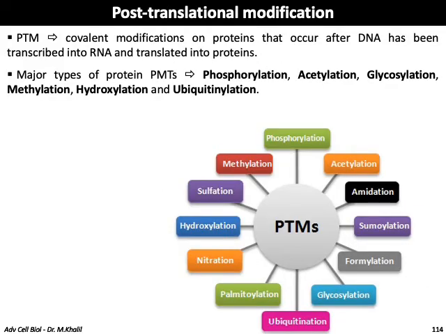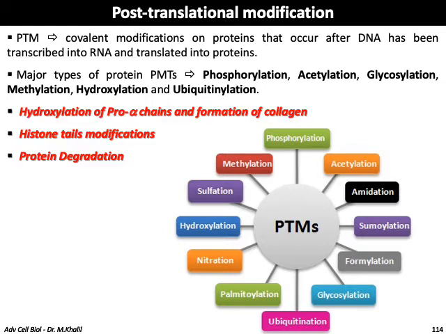So we'll talk now about the post-translational modification. Actually, PTM is a covalent modification on proteins that occurs after DNA has been transcribed into RNA and translated into proteins. The major types of PTMs, post-translational modifications, are phosphorylation, acetylation, glycosylation, methylation, hydroxylation, and you can see from the figure a lot more other PTMs. We'll talk about three types of PTM: the hydroxylation of the pro-alpha chain and the formation of collagen, the histone tail modifications, and the protein degradation.